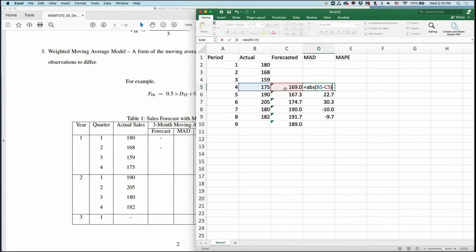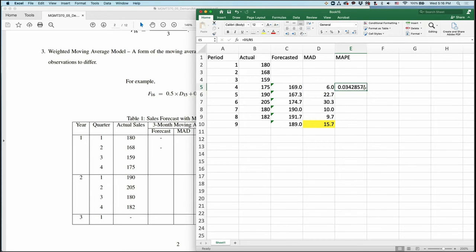If you take the absolute number, these are the absolute deviations. Now you can take the average of these absolute deviations. This is your MAD. How can you compute MAPE? You have to compute the percent error first. So this is the error, and you have to compute the percent compared to your actual sales. So actual sales is your base, right?